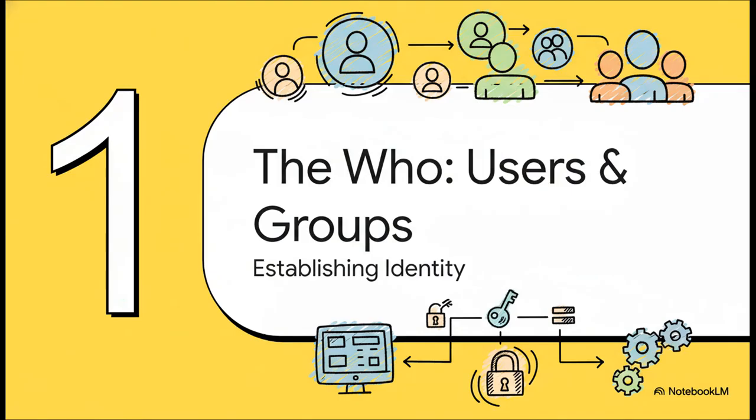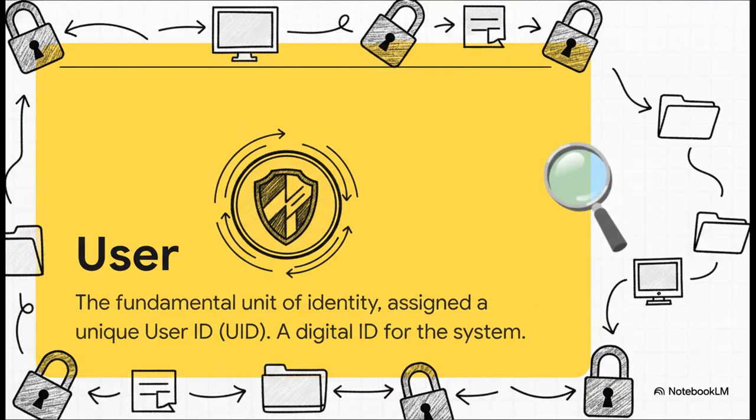Okay, let's start at the very foundation, the who. See, before you can make any rules, the system first has to know who it's dealing with. So in Linux, the most fundamental, the most basic unit of identity is the user. Every single thing that happens on the system, every file that's created, every program that's run, it's all tied to a specific user account. Each account gets its own unique number, a user ID or UID, which is basically its digital ID card. This right here is the cornerstone of the whole security model.